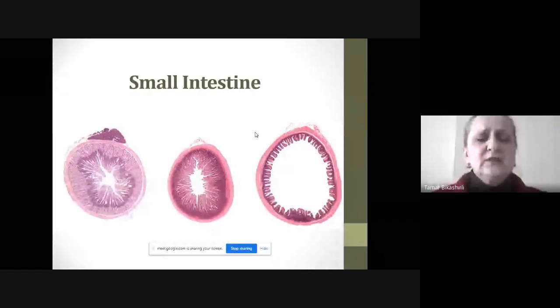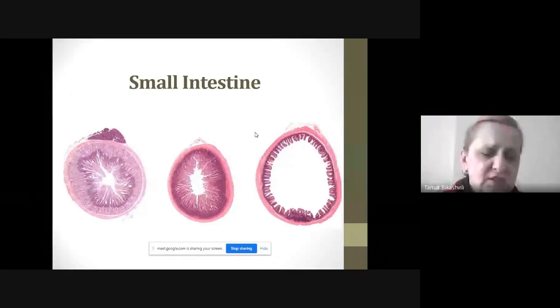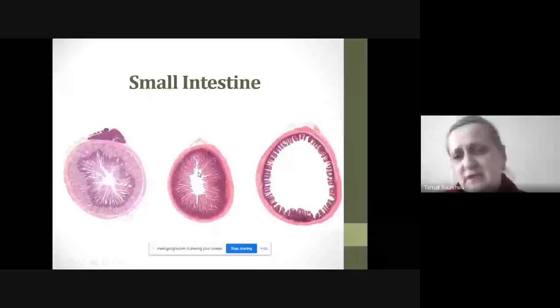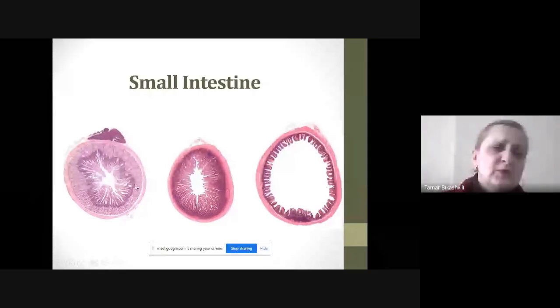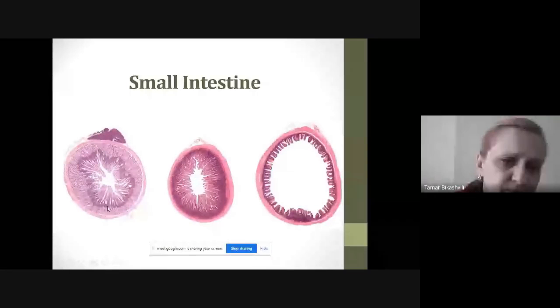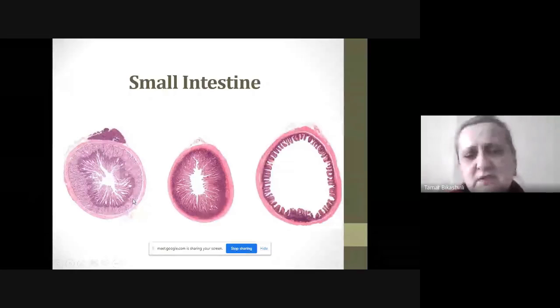So we can compare the three parts of the small intestine. This is the duodenum, this is the jejunum, and this is the ileum. So how can we guess that this is the jejunum? Submucosal glands are here. So this is the jejunum.